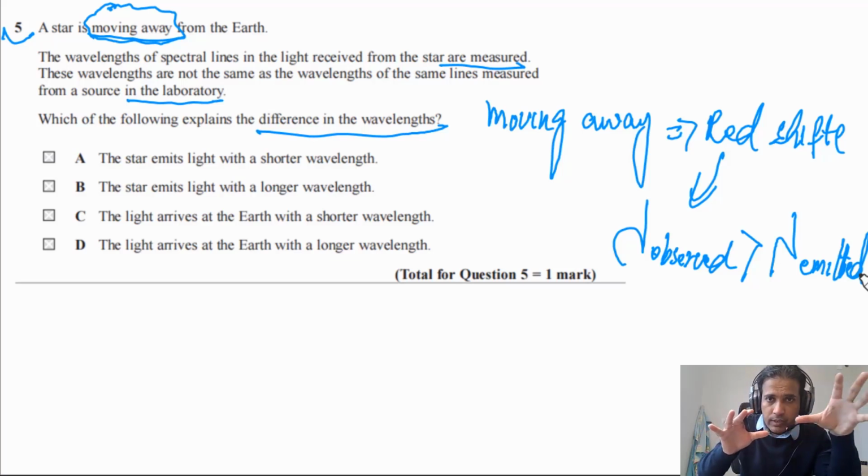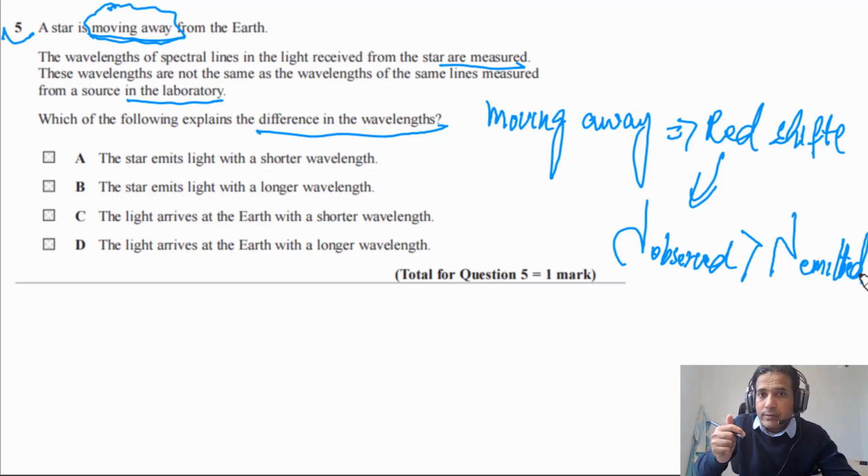The wavelength of light emitted from the source remains the same, whether the star is moving away or approaching. Only the lambda observed changes. If the star is moving away, lambda observed will be greater. If the star is approaching, lambda observed will be smaller. So this is the main concept you need to understand.